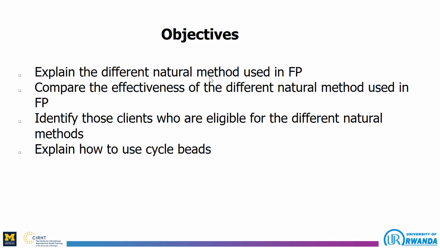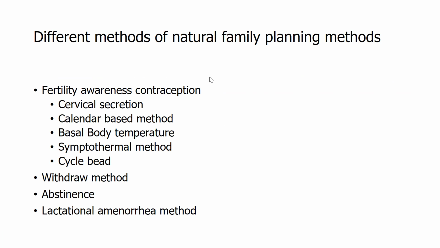As objectives, the first objective is to explain the different natural methods used in family planning. The second is to compare the effectiveness of the different natural methods used in family planning. The third is to identify those clients who are eligible for the different natural methods. The fourth is to explain how to use CycleBead.